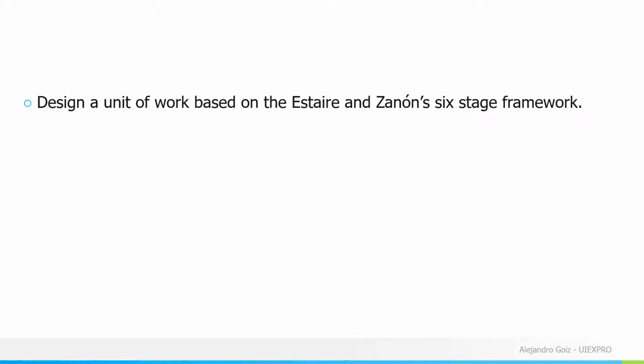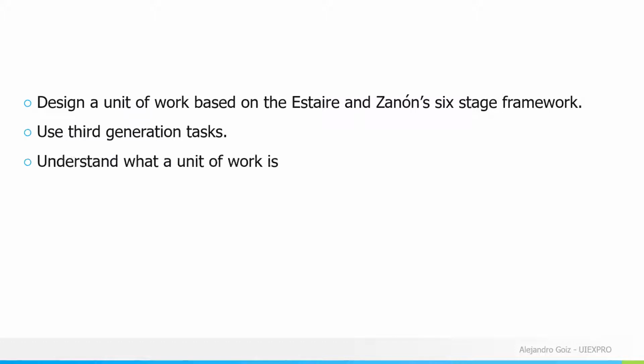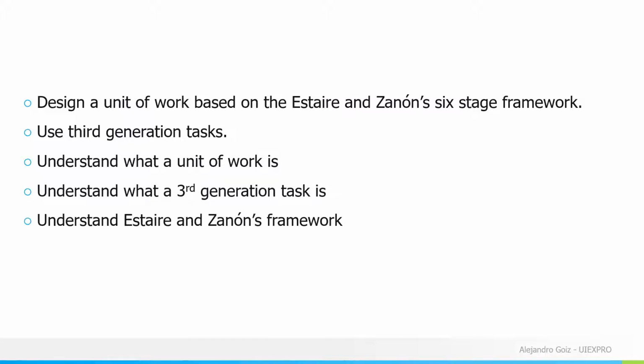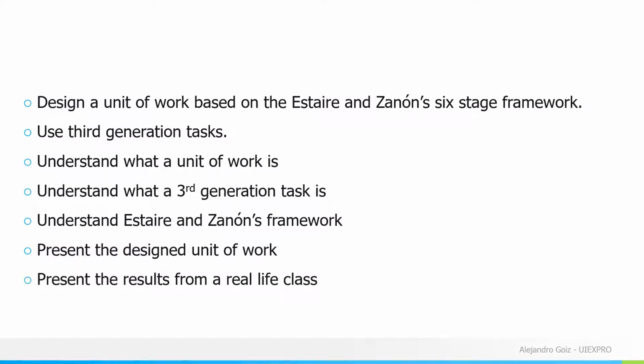The current assignment has 4 objectives: to design a unit of work based on the Estaire and Zanon 6-stage framework, and for it to use third-generation tasks. In order to accomplish these objectives, we need to first understand what a unit of work is, understand what a third-generation task is, understand Estaire and Zanon's framework, to finally present the designed unit of work and the results from a real-life class.